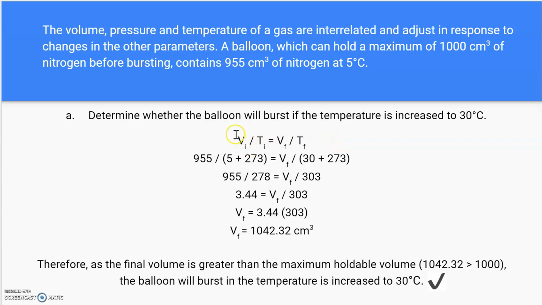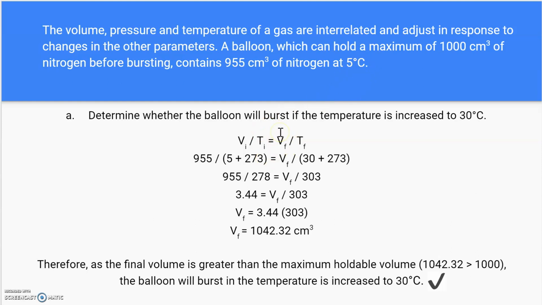Now let's look at initial volume, for example. The initial volume, we are given a value of initial volume. It's 955 centimeters cubed. So that variable, we can give it a numerical value. The initial temperature is also given to us, which is 5 degrees Celsius. So that initial temperature variable can also be given a numerical value.